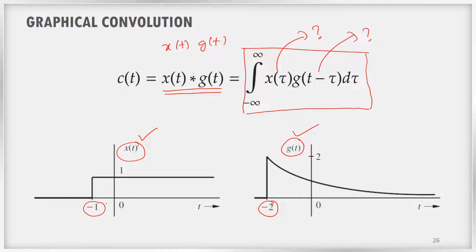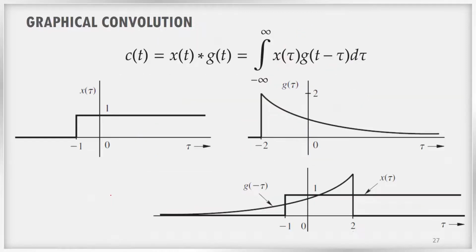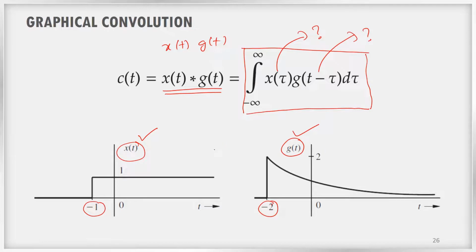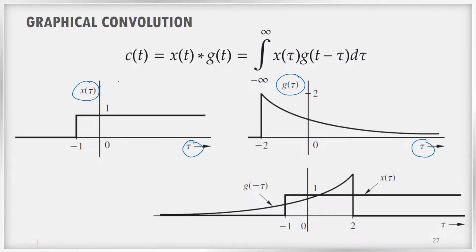Now what is the graphical meaning of this? First I have to obtain x of tau and g of tau, right? So simply by replacing the axis t by tau, I will get x of tau and g of tau. You have to note that the shapes of x of tau and g of tau are exactly equal to x of t and g of t. The shape of this is x of t, this is g of t. The shapes of x of tau and g of tau are exactly equal.